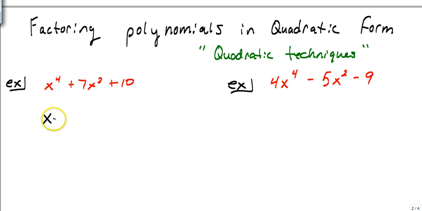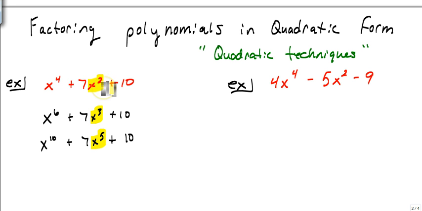This would also work if it were something like x to the sixth plus 7x to the third plus 10. Again, leading power and then the next one is half the leading power. Or you could say x to the 10th plus 7x to the 5th plus 10. That would also work because, again, leading power, and then the next one is half the leading power. So when this is the case, what you're going to substitute is always your middle term. That's always going to become your u.